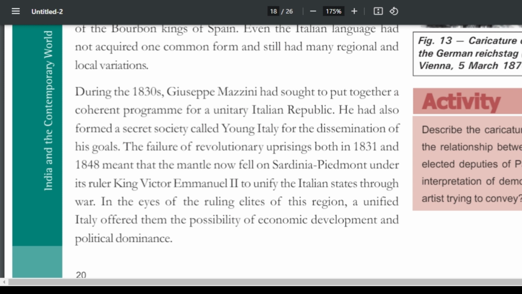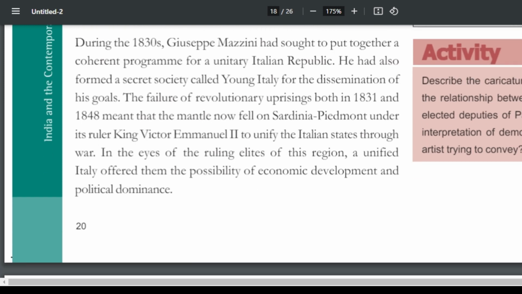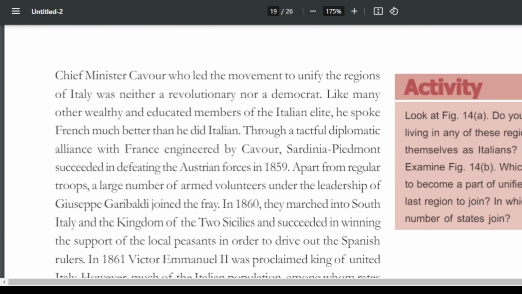The failure of revolutionary uprisings both in 1831 and 1848 meant that the mantle now fell on Sardinia Piedmont under its ruler King Victor Emmanuel II to unify the Italian states through war. In the eyes of the ruling elites of this region, a unified Italy offered them the possibility of economic development and political dominance. Chief Minister Cavour, who led the movement to unify the regions of Italy, was neither a revolutionary nor a democrat. Like many other wealthy and educated members of the Italian elite, he spoke French much better than he did Italian.